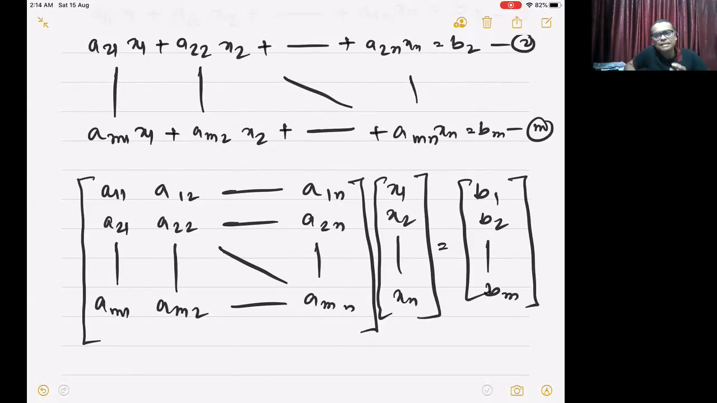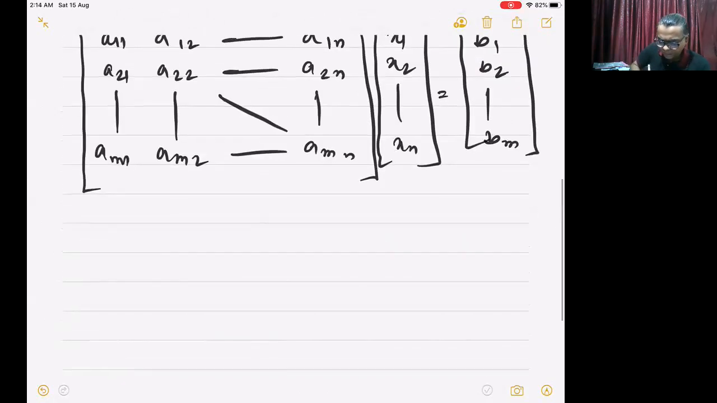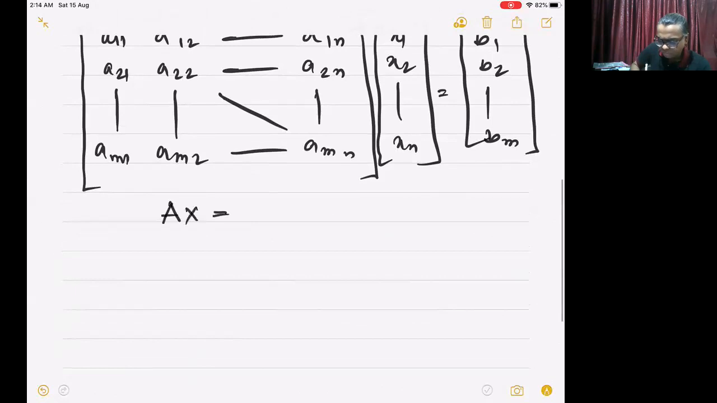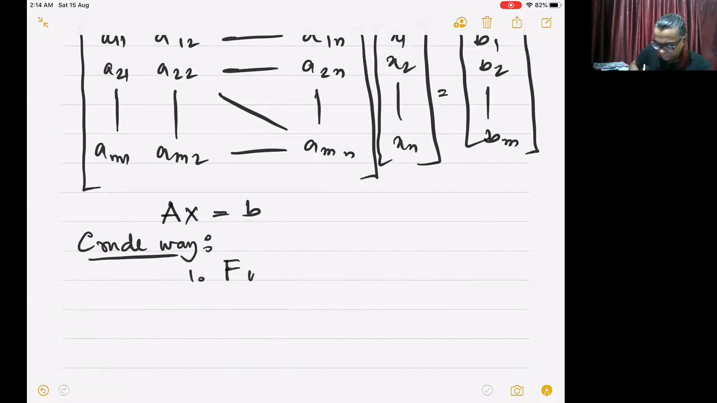I'm sure you have seen how to solve this before, namely for 2 by 2 systems, 3 by 3 systems, right? When A is a 2 by 2 matrix or a 3 by 3 matrix, or maybe 4 by 4. What was the technique? You have Ax equal to b. The crude way of solving this is, first step, find out determinant A.